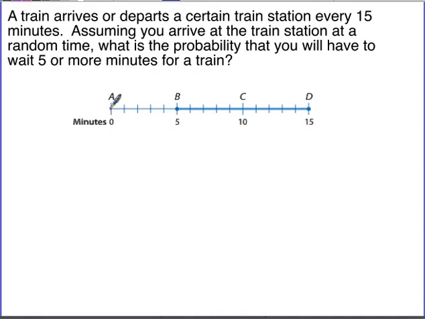And we just kind of break this up into a number line. If you're standing at the train station and you're going to arrive at a random time during this 15-minute span, what's the probability that you're going to have to wait 5 or more minutes? So 5 or more minutes is shown by this part of the segment, B to D, correct? So if we take the segment from B to D, that is 10, and put it over the whole segment, that's over 15. And then just simplify it. So 10 over 15 simplifies to 2 over 3.